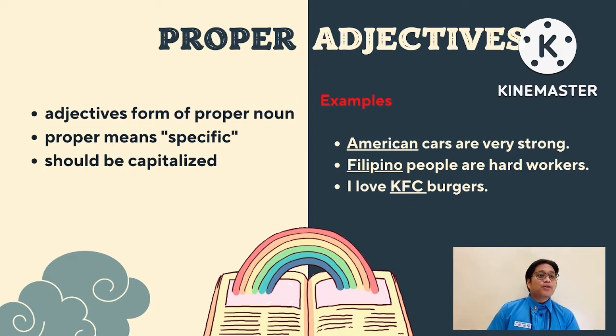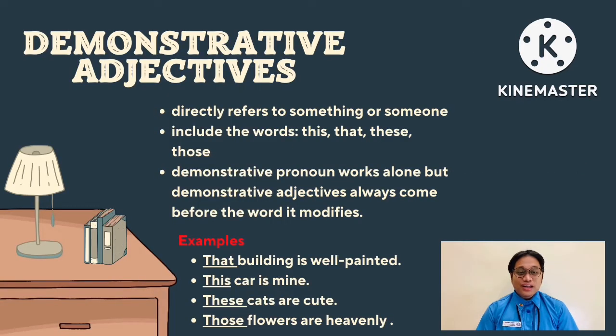Okay, next example we have: I love KFC burgers. KFC here is a proper noun also. But the KFC here describes another noun. Therefore, it is now a proper adjective because it describes the noun burger. So what kind of burger? A burger from KFC. Okay, so let's now proceed to the demonstrative adjectives.